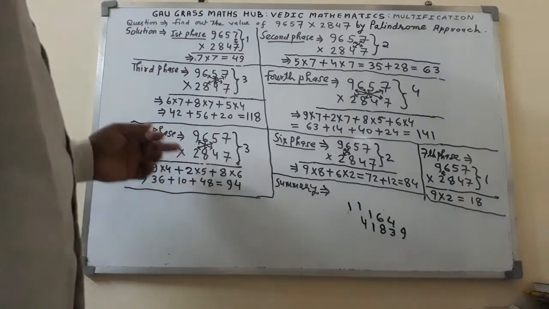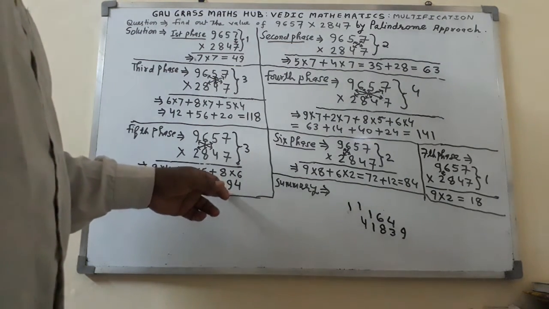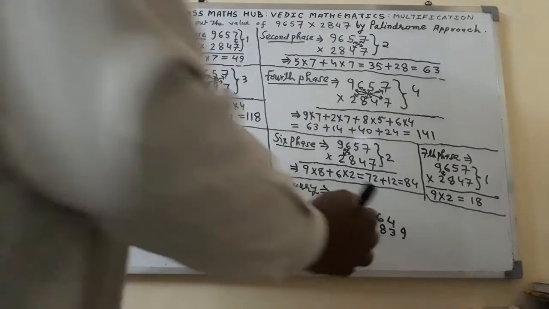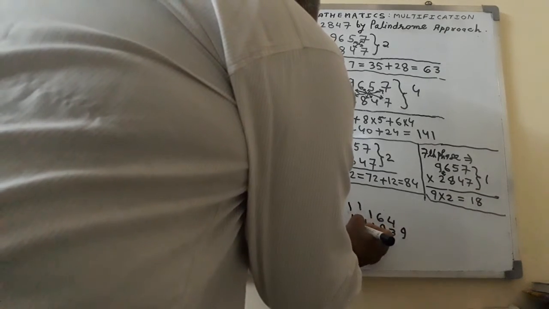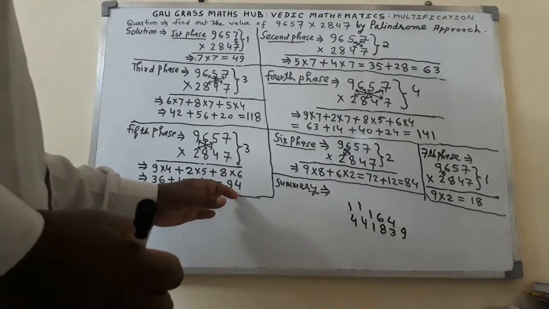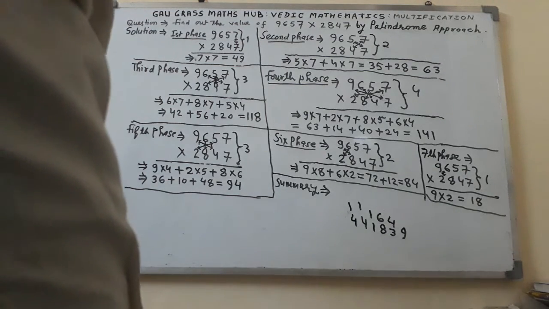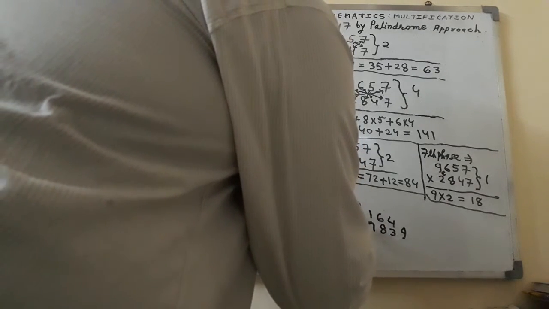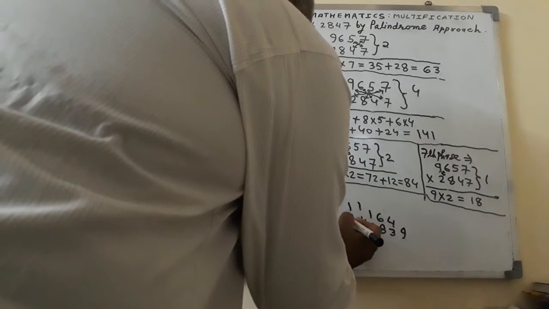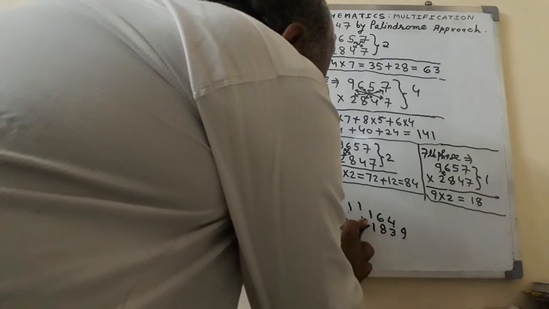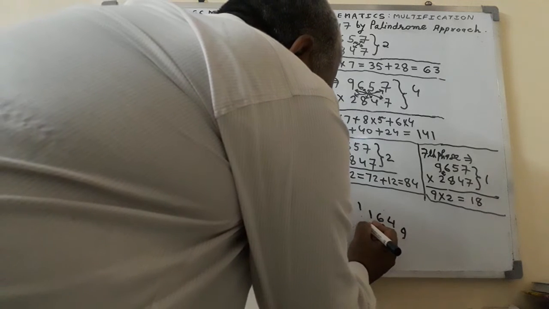Now from the fifth page you have got 94. So from the 94, unit place digit 4 will be written at this place and 9 will be written at this place. Just in line will be there. So just here write 4, here write 4.